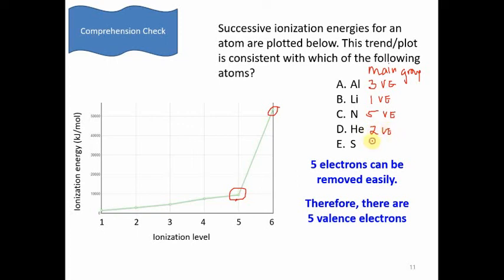And then sulfur is in the 6th group, so it has 6 valence electrons. So the answer in this case is nitrogen. Again, the reason is because we see that while there is an increase over time, there's a drastic increase between the 5th and the 6th electron, which means that these all must have been valence electrons, and anything past that would be core.